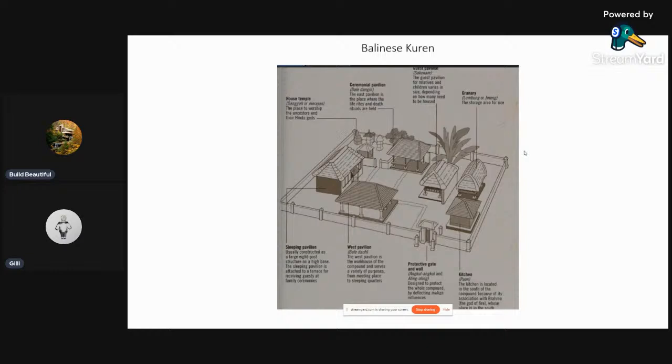So that's just one of the notes I've got on that traditional Bali house. Is there anything, any thoughts you've got on that? Not at the moment. I think, do you want to go to the next? Yeah, sure.